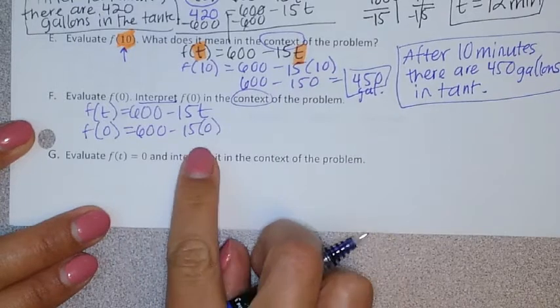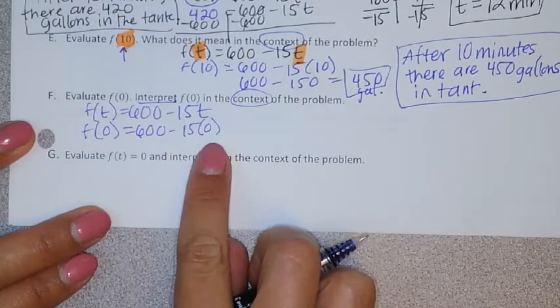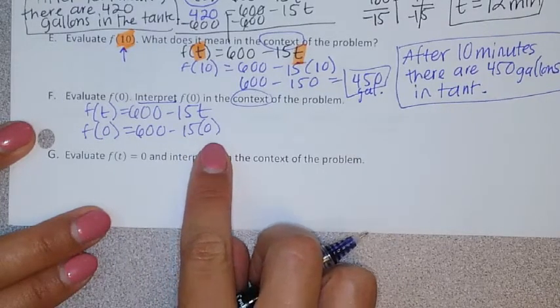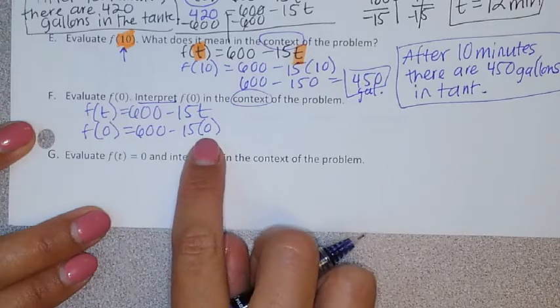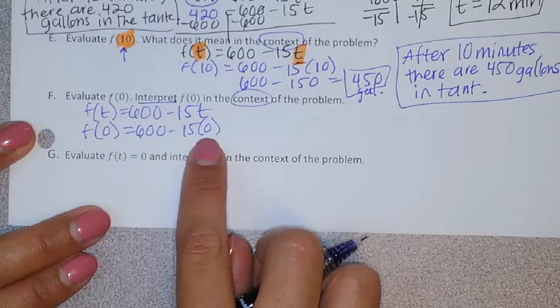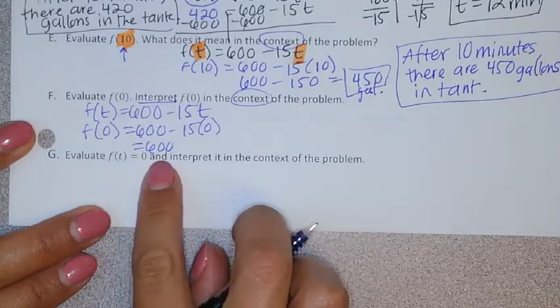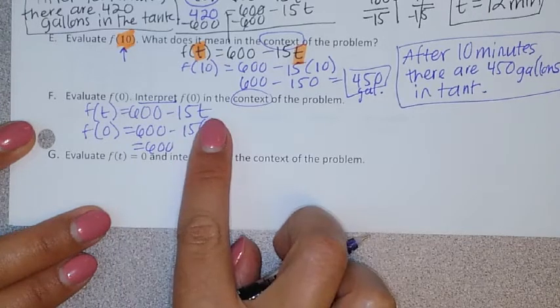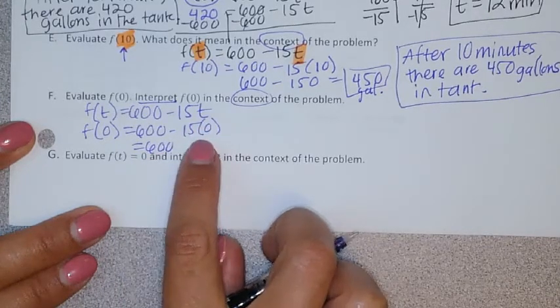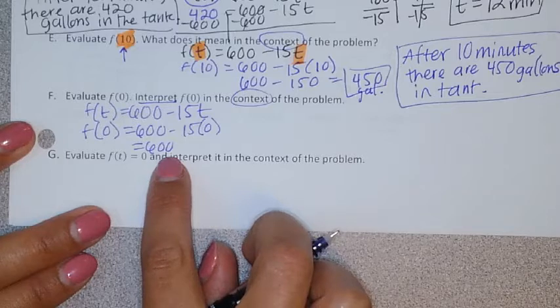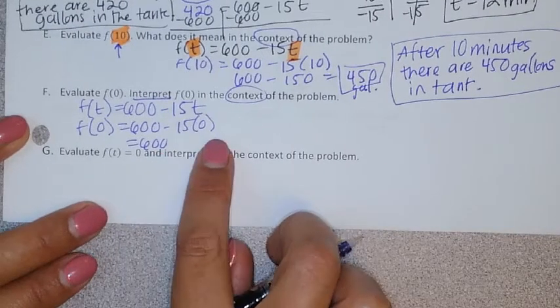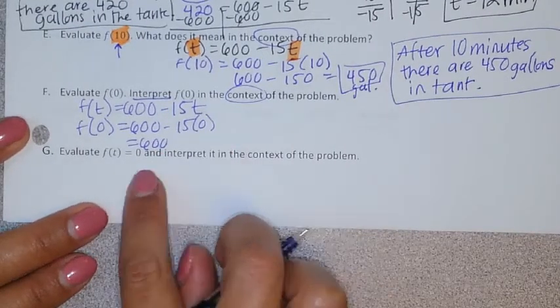When I do that, I realize, wait a second, I already evaluated for that. I'm making t 0, and I already did that when I got the y-intercept, right? That's 600. So what does this mean in the context of the problem? Well, at 0 minutes, there were 600 gallons. Or in other words, at the start of the experiment or the situation, there were 600 gallons.